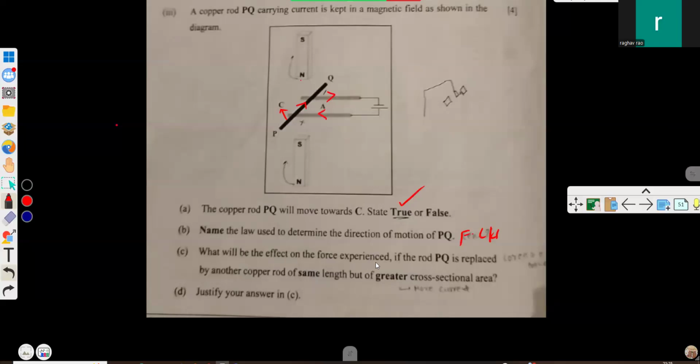What will be the effect on the force experienced if PQ is replaced by another copper rod of same length but greater cross-sectional area? With greater cross-sectional area, resistance would be low. If low resistance, more current. If there is more current, that means deflection will also be more. So it will experience greater force.